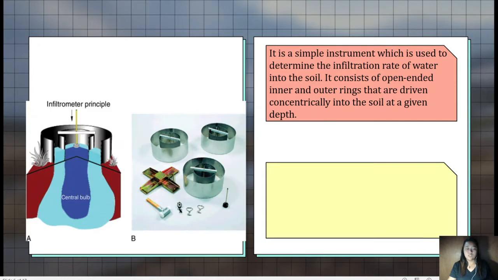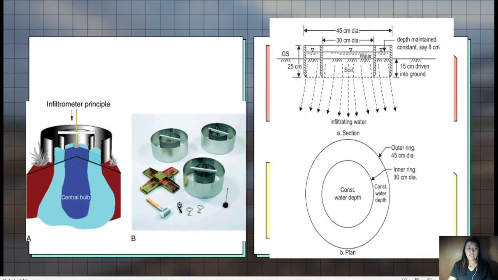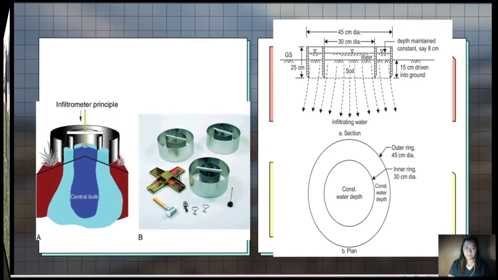So this is the double ring infiltrometer, and I have a video as an example for the double ring infiltrometer method.